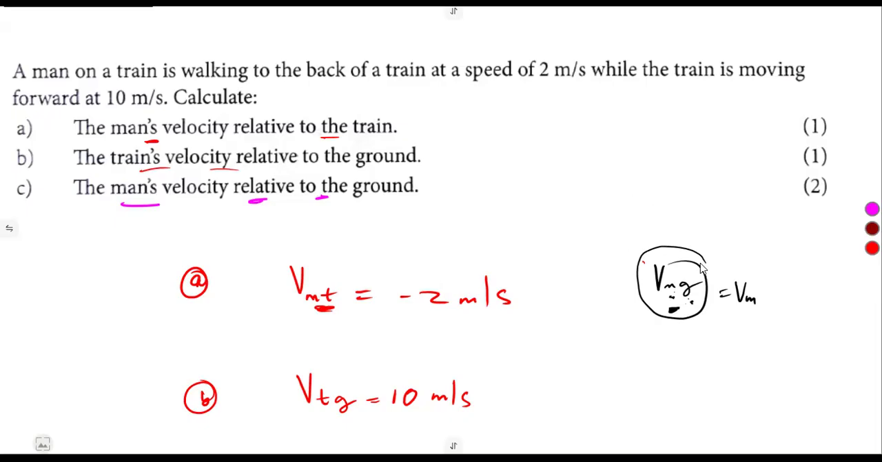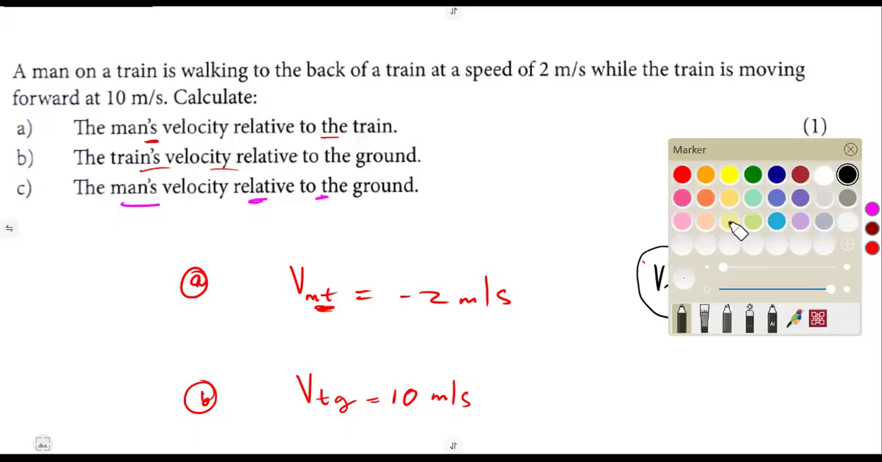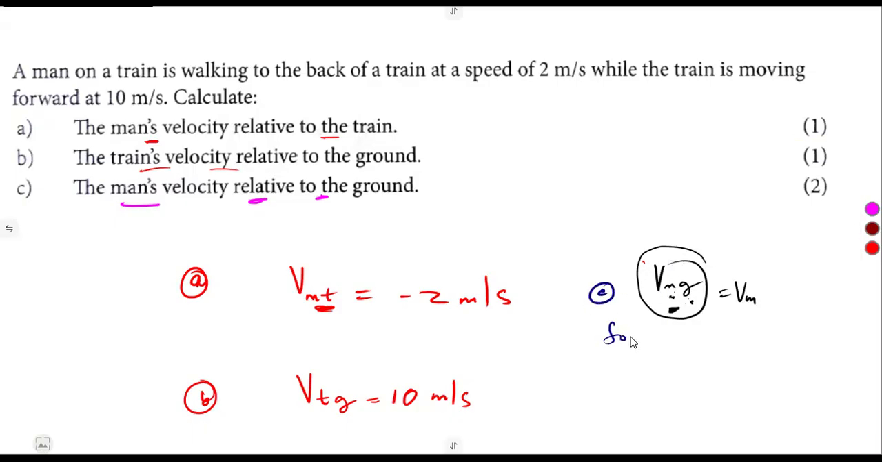From VMT, you're gonna have VM minus VT. So are we having VM? VM is the one that we need because it is the man with respect to the ground. Is that so? Yes. What about VT? Just like VM, it means VT is the same as VTG, with respect to the ground. So yes, we have it, and you can make VM the subject.